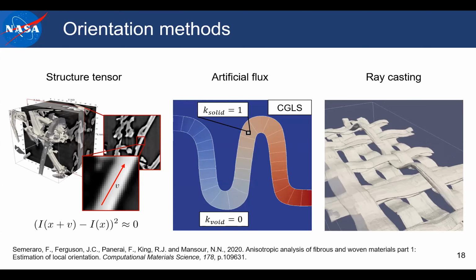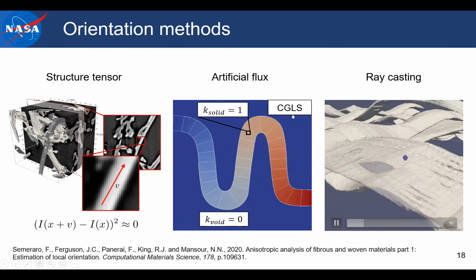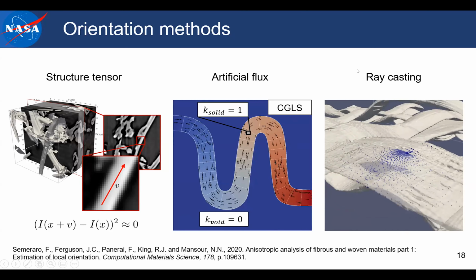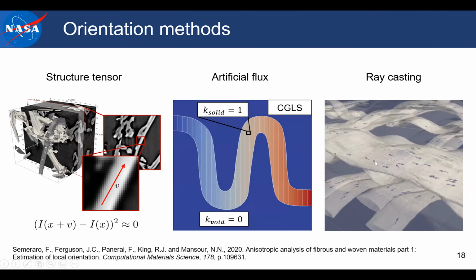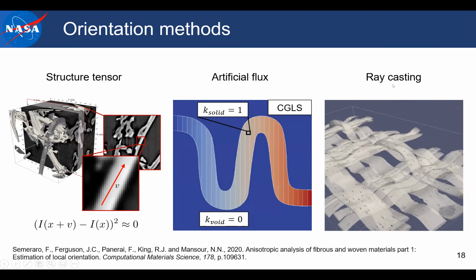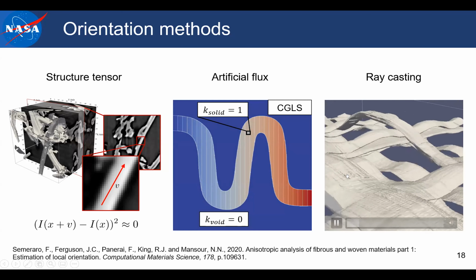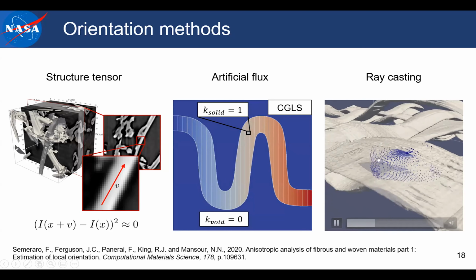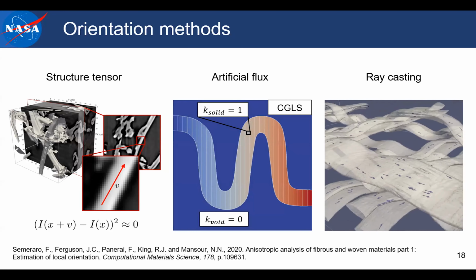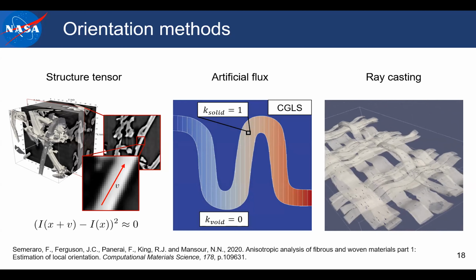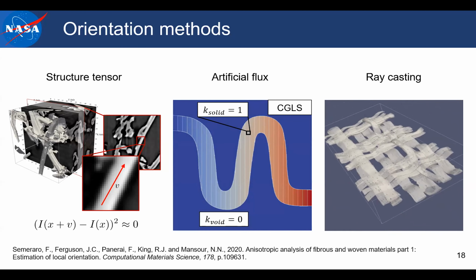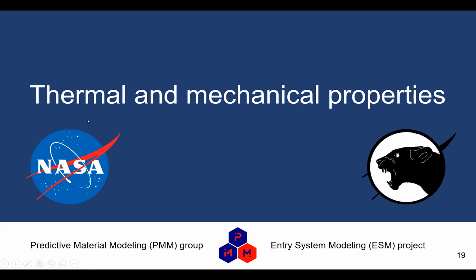The third algorithm is based on a ray casting approach, where at every solid voxel, we basically shoot particles or rays in every direction. And then we pick out the direction in which the particle travels the longest, as you can see here. And that's going to be roughly aligned with your local phase orientation. So these three methods, I will give a brief code example for these three methods before jumping into the next section, which will be about the thermal and mechanical properties.